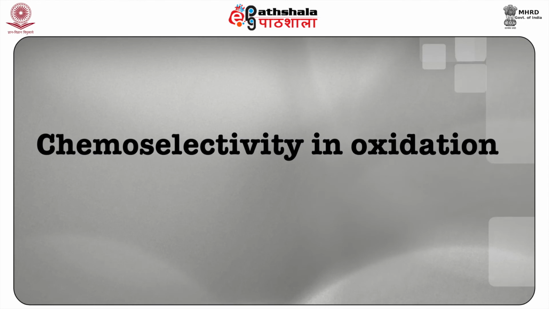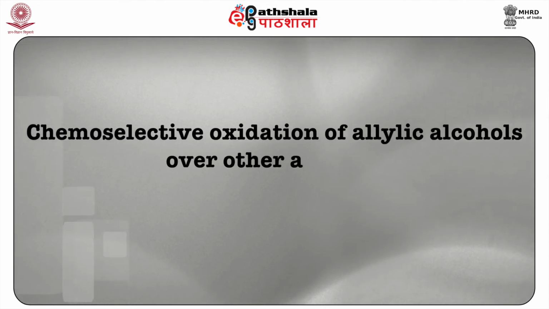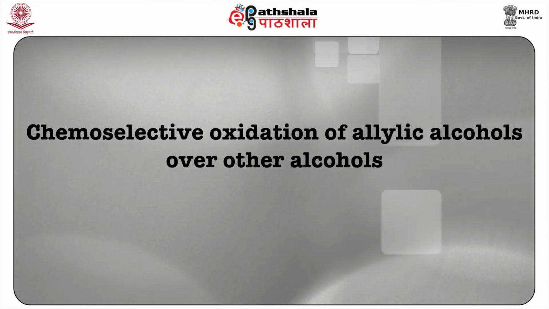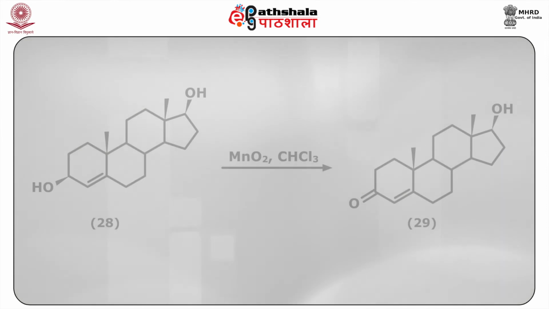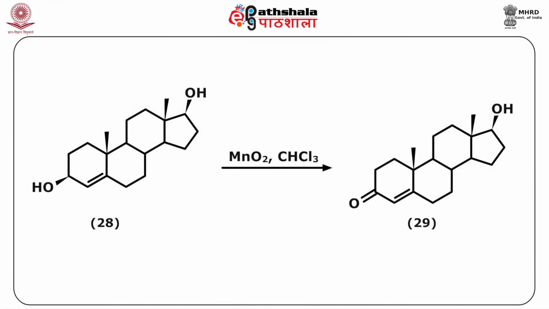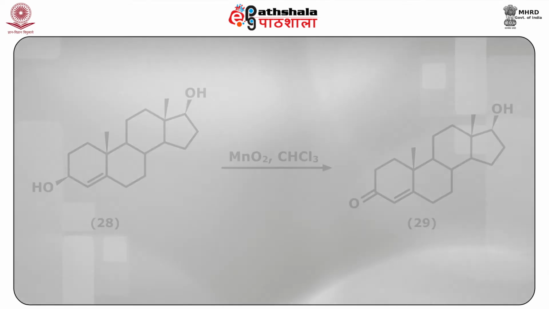Chemoselectivity in oxidation. Chemoselective oxidation of the allylic alcohols over the other alcohols. Oxidation of the allylic alcohols in the presence of manganese dioxide and chloroform to give alpha beta unsaturated ketone. Manganese dioxide selectively oxidizes the allylic alcohol in the presence of the other hydroxyl groups, as shown here in the figure, where the selective oxidation of the allylic alcohol takes place.